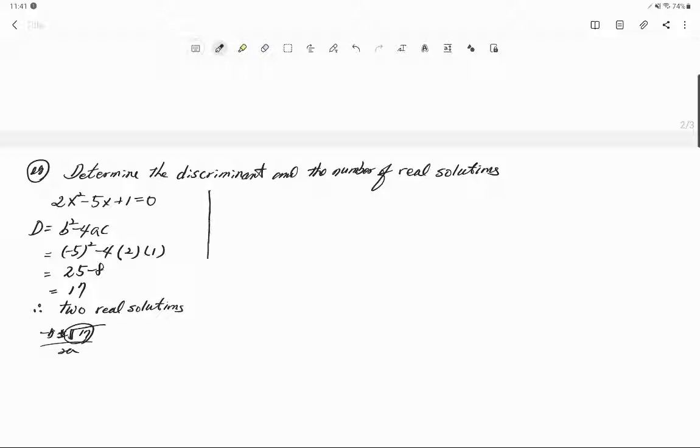Okay, let's try the next example. 3x squared plus 6x plus 7 equals 0. Then this part is a, this part is b, and 7 is c. So the discriminant is b squared minus 4ac. So 6 squared minus 4ac. Then 36 minus 12 times 7, 84. And this is a negative number.